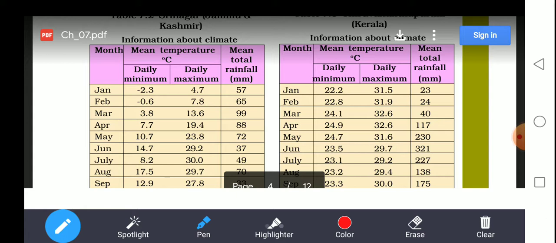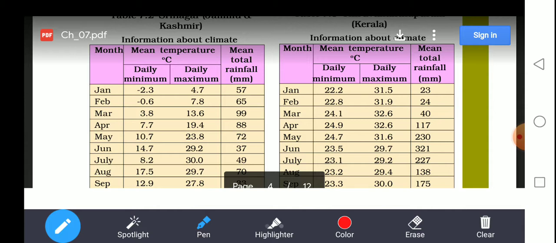If you compare, here it is a cold and wet climate. Here we can say hot and wet, and here a cold, wet region. We can say less rainfall, hot and dry region. So if you compare both tables, you will find the difference. The temperature in Kashmir is cold most of the time. It is a cold area. Here you will find Kerala is a hot area.